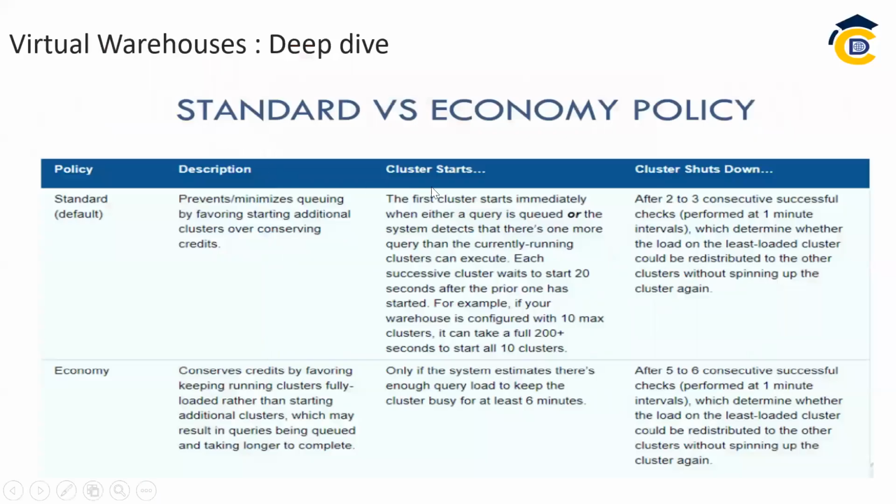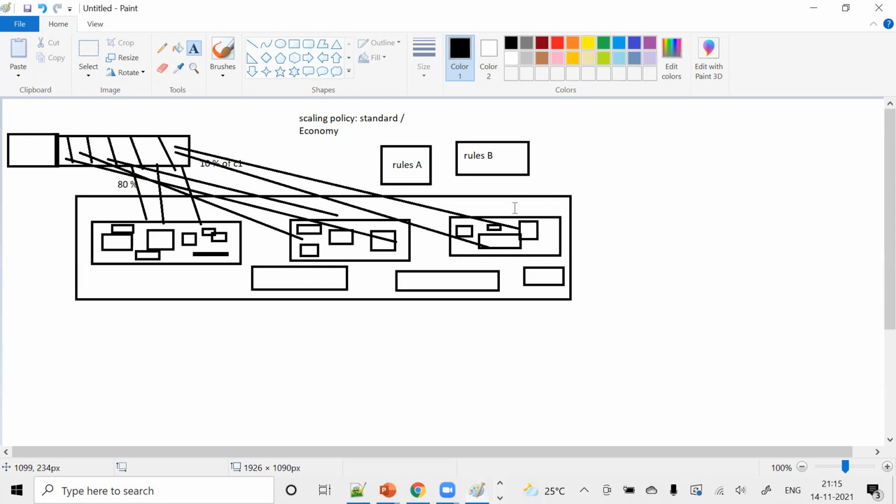Similarly, the shutting down policy for standard is, in an interval of every 1 minute, it will keep checking which is the least loaded cluster. Suppose my C1 is 70% loaded, my C2 is 20% loaded, and my C3 is say 50% loaded. In 1 minute, it will check which is my least loaded cluster, which is C2, and it will check that for 2 or 3 times. The third time it checked, it found that C2 is the least loaded, only 10% loaded.